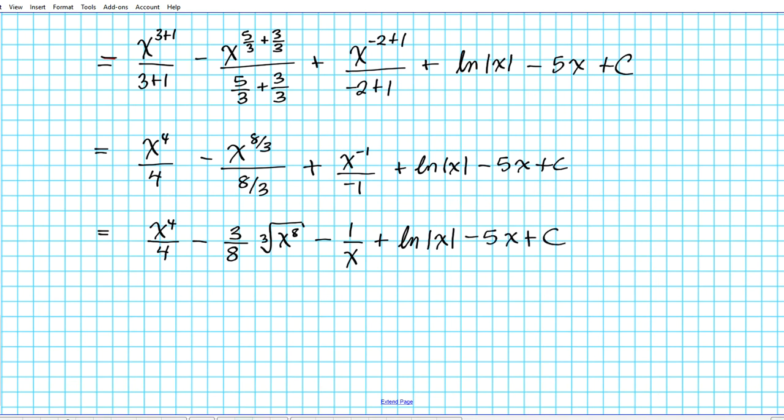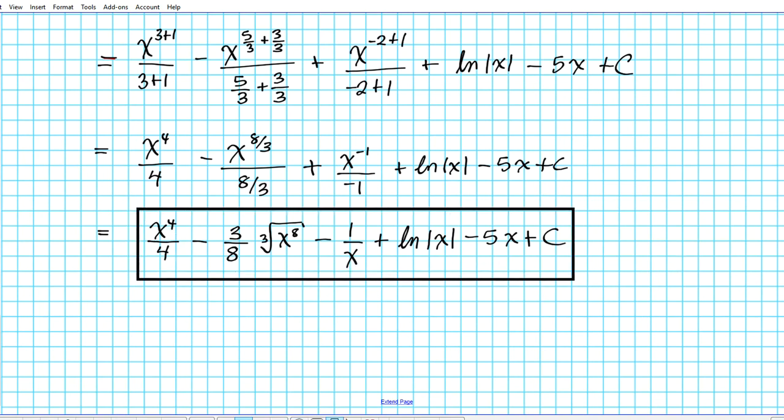Okay, so ladies and gentlemen, that is the final answer. That's the indefinite integral of the original problem that was provided. Alright, so how well did you master the contents of this presentation? To demonstrate mastery, we'd like you to try out the following problems. So try these. Instructions are to evaluate the following indefinite integrals.